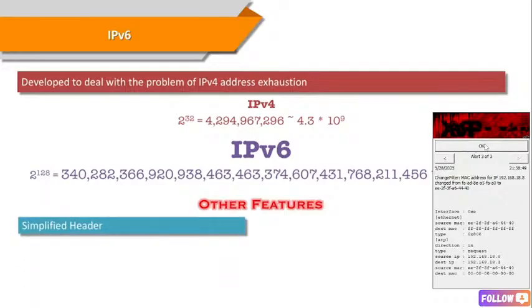Simplified header. IPv6's header has been simplified by moving all unnecessary information and options, which are present in the IPv4 header, to the end of the IPv6 header. The IPv6 header is only twice as big as an IPv4 header because that IPv6 address is 4 times longer.